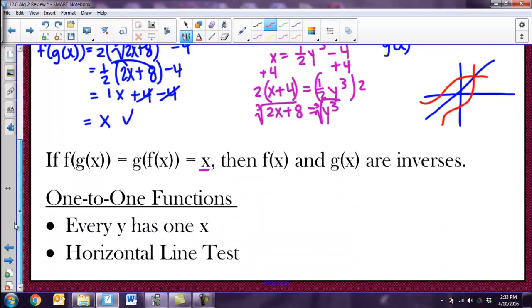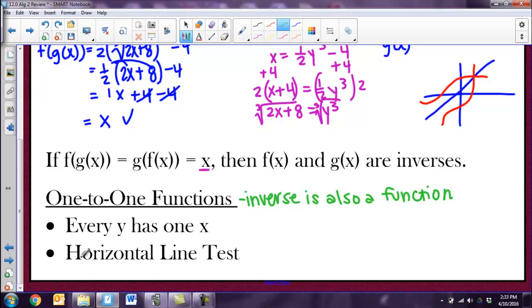And something else that you may have seen or you may not have seen are called one-to-one functions. All that one-to-one means is that the inverse is also a function. So a one-to-one function means that your inverse is also a function. Every y has exactly one x. You know that for a function, every x has one y. This just goes the opposite way, and you have the horizontal line test.